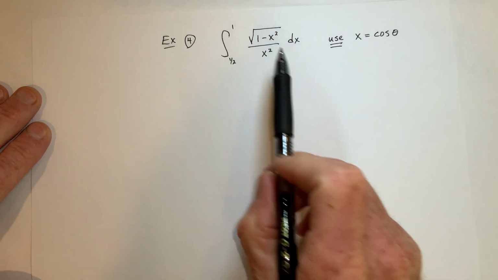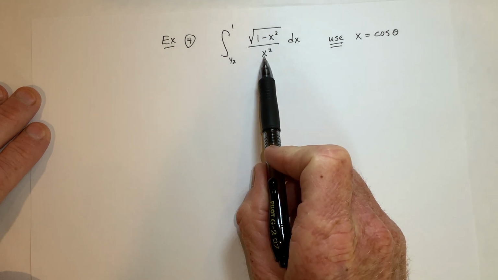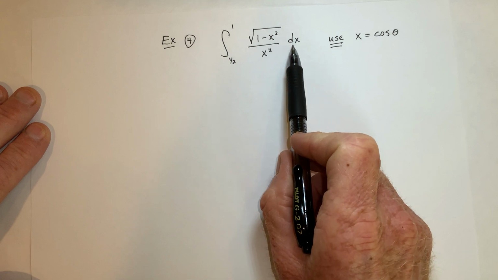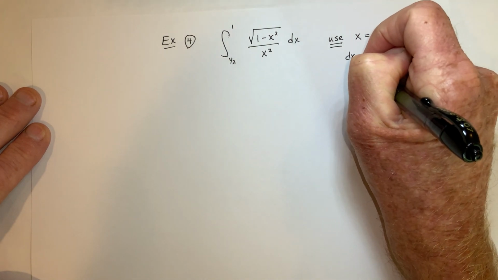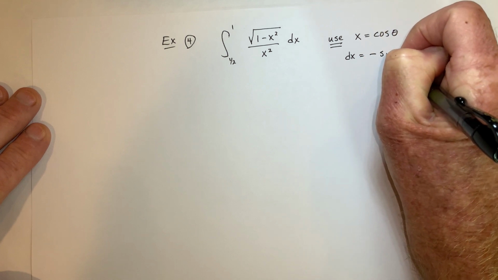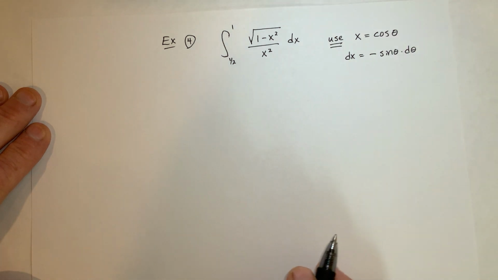All right, so that means that I could substitute a cosine in for this x, and I could substitute a cosine in for this x. But I also need something to substitute for dx. So take the derivative. The derivative of cosine is negative sine of theta, and then times d theta.